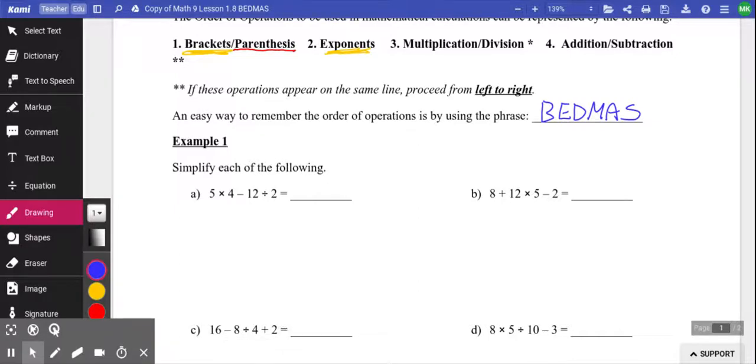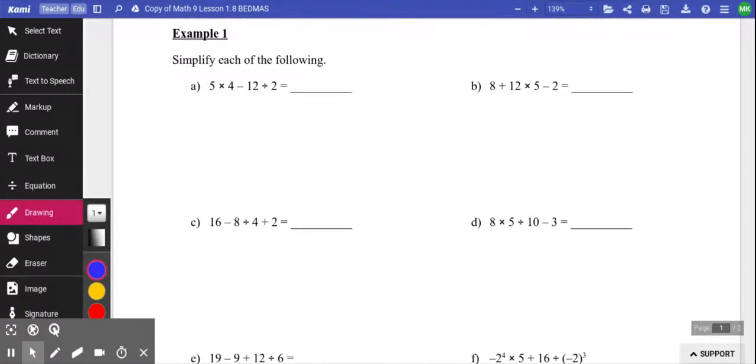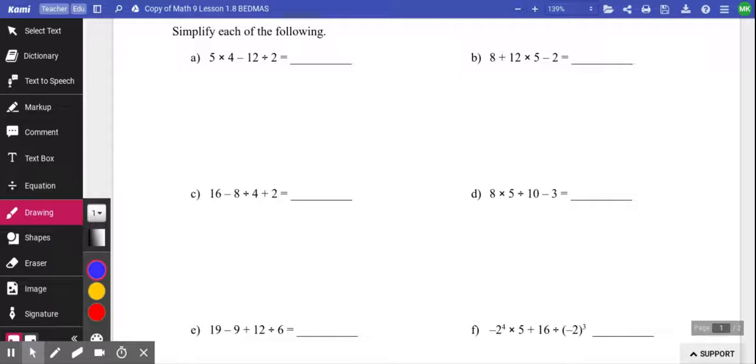BEDMAS. So we're just going to run through it. I always see these questions on Facebook. People are always like, oh, what's the answer to this question? And people always screw up BEDMAS as adults, and we all publicly shame each other for being bad at math. It's really nice. So hopefully by the end of today, you won't get publicly shamed like half of my adult friends.